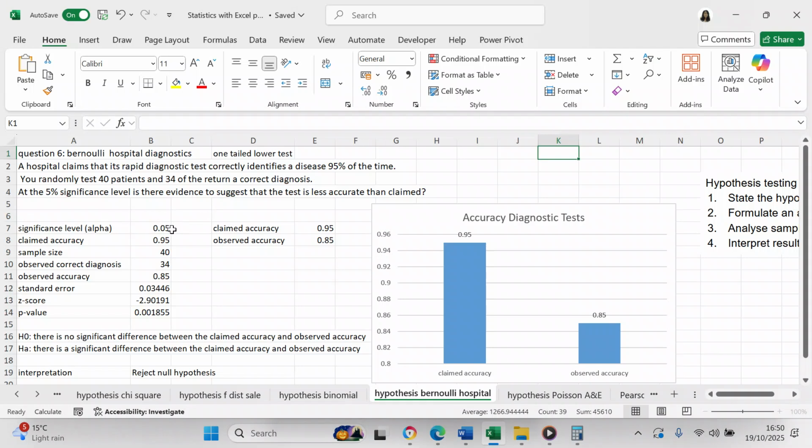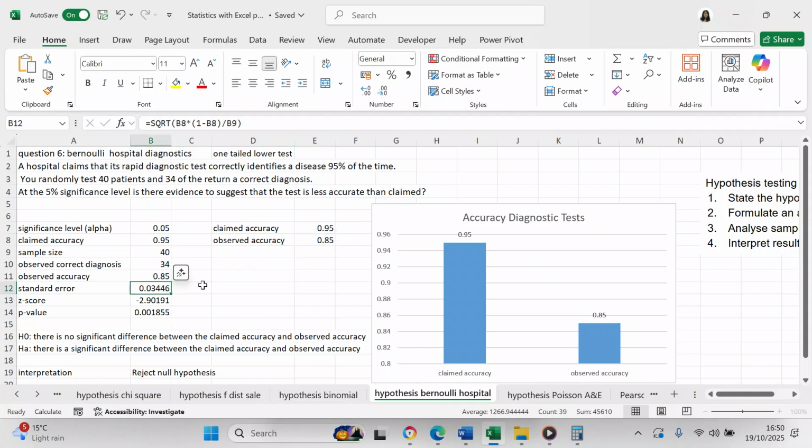So your significance level is 5%, being alpha, and the claimed accuracy is 95%. The sample size is 40, and the observed correct diagnosis is 34, and the observed accuracy is the observed correct diagnosis of 34 divided by 40. So 34 divided by 40 is 85%. So you have a claimed accuracy of 95% and an observed accuracy of 85%.